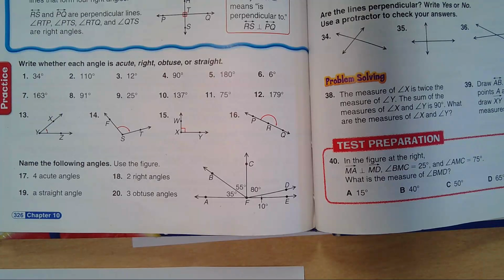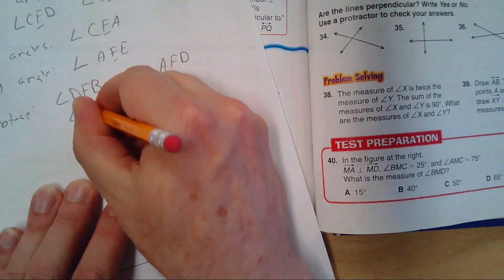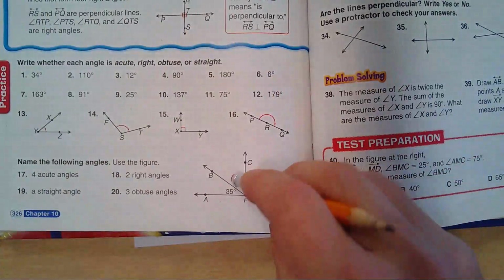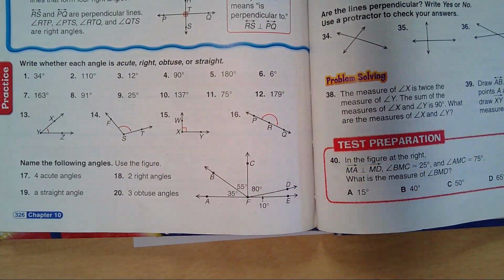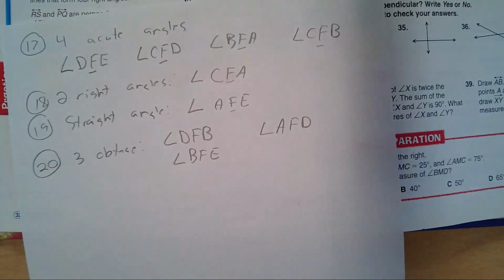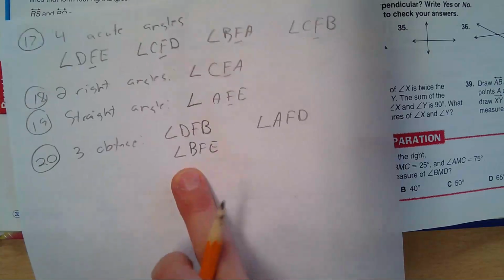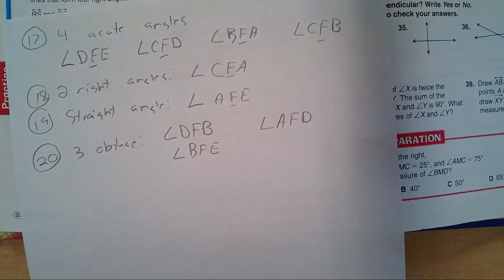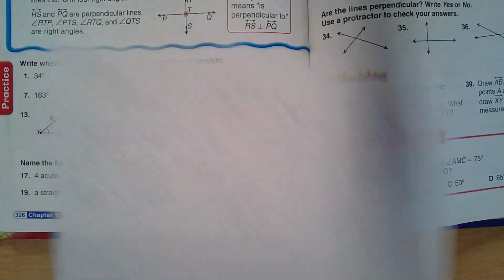One other? George? BFE. What's BFE's measurement? 145. Right. And again, he got there by adding 55 plus 80 plus 10 to find a 145-degree angle. So, not bad. Again, you'll get practice writing angles, using your angle symbol, making sure your vertex is in the middle, all that good stuff.